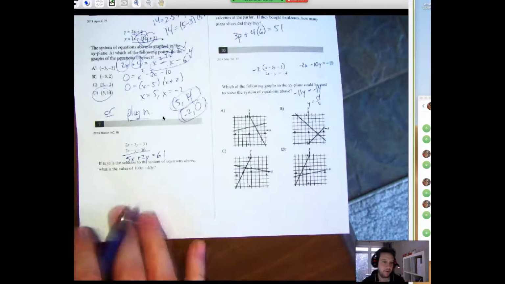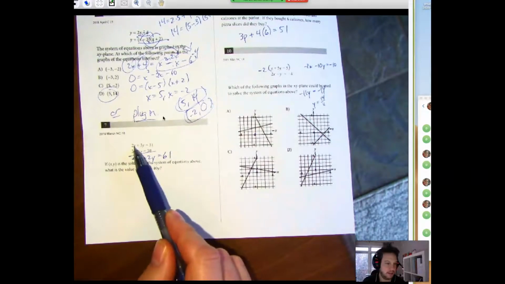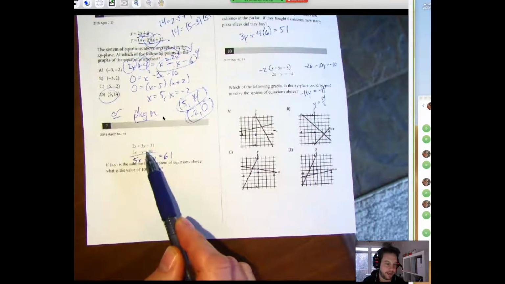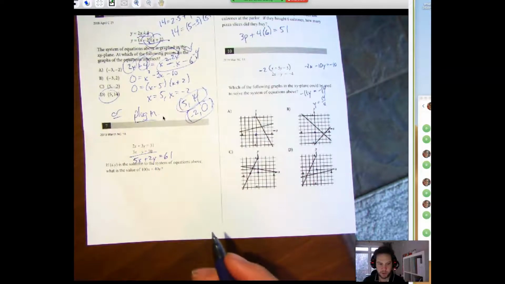Number 7 is kind of cool. You could do this the normal way. I would probably multiply the bottom equation by a positive 3, and then I could add everything up and cancel it. But there's a super cool trick in this I wanted to show you.